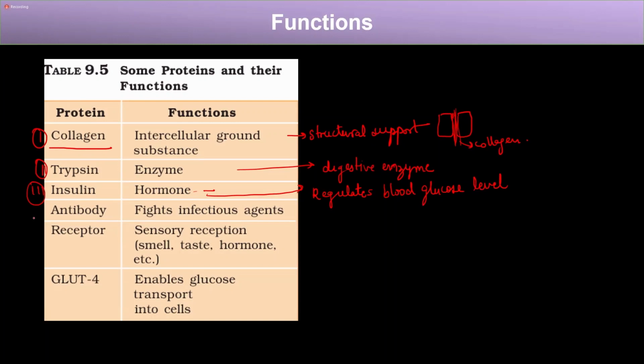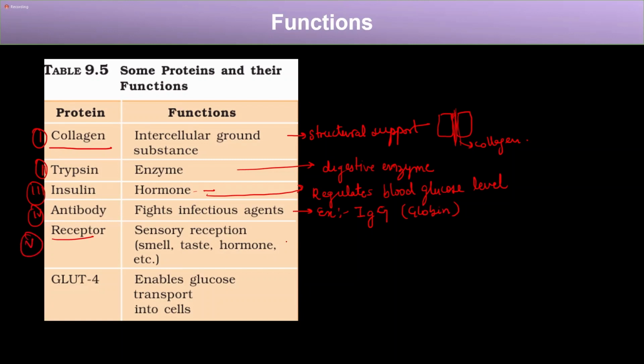Then the fourth is antibody. Antibodies are molecules that are produced by immune cells, so that they fight against infectious agents. One example of an antibody is IgG. It is a globin protein. Now the fifth is receptors.